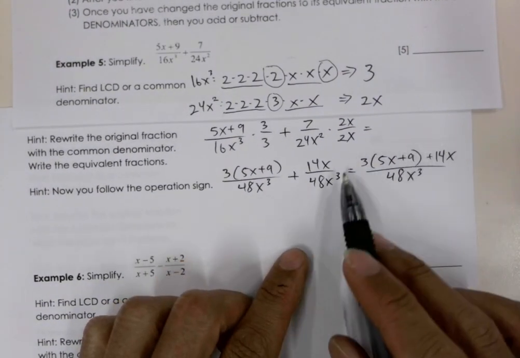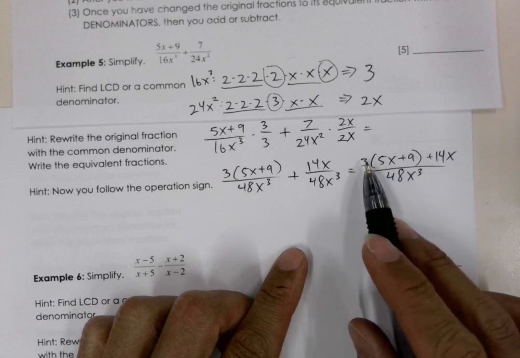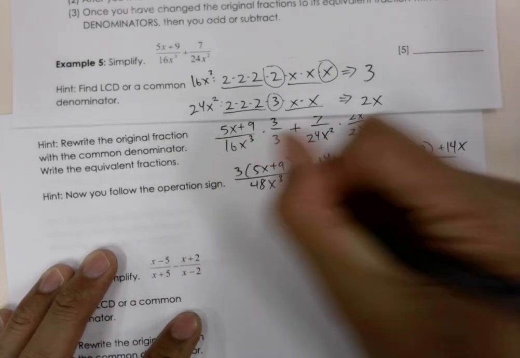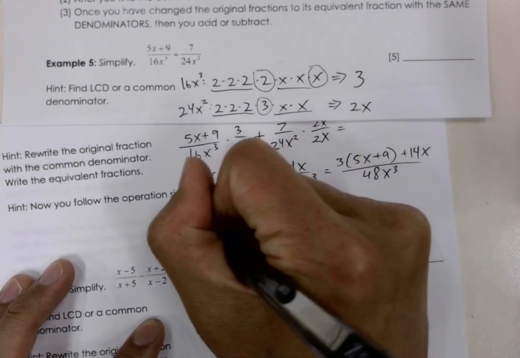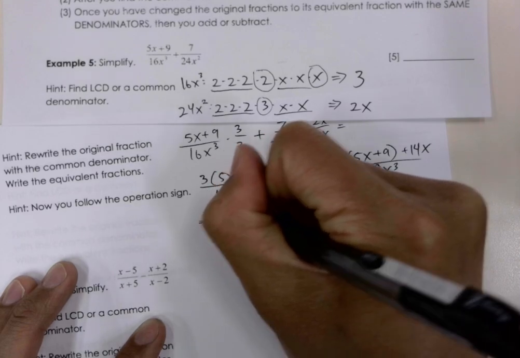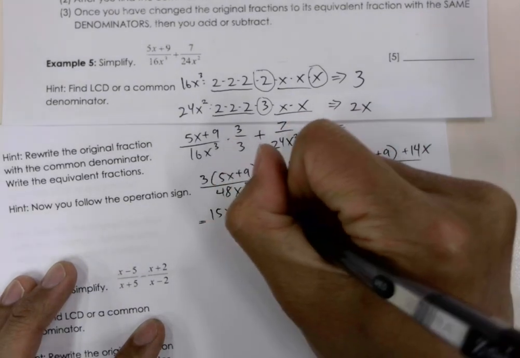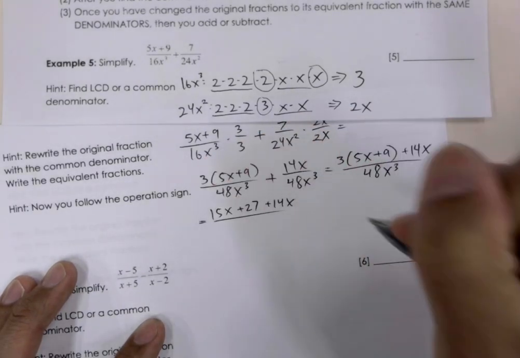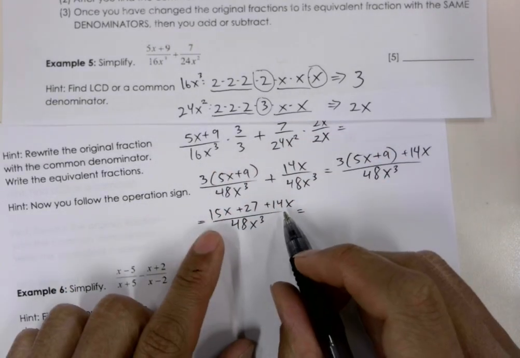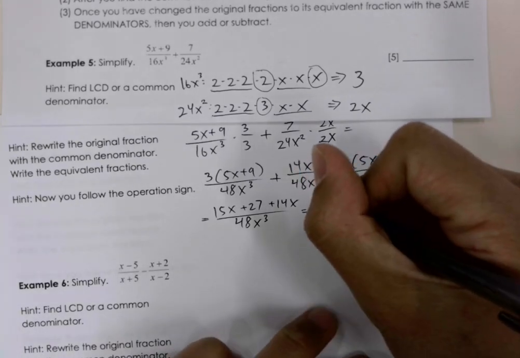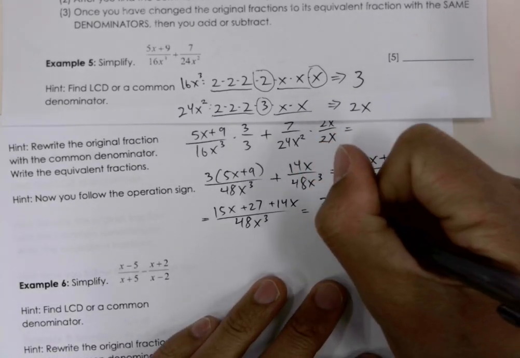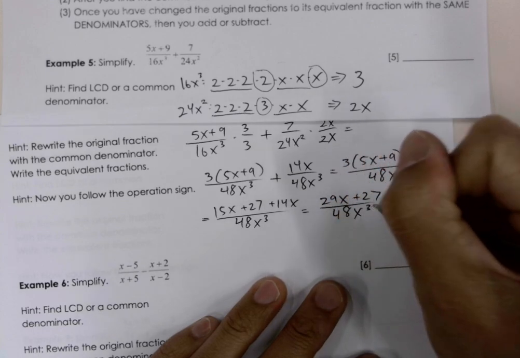All right, so we added them together. Great. Now let's go ahead and distribute out here. We'll see if we can simplify any further. All right, so it's going to equal 15x plus 27 plus 14x over 48x to the 3. I'm going to combine my like terms here. So I'll get 29x plus 27 over 48x to the 3.